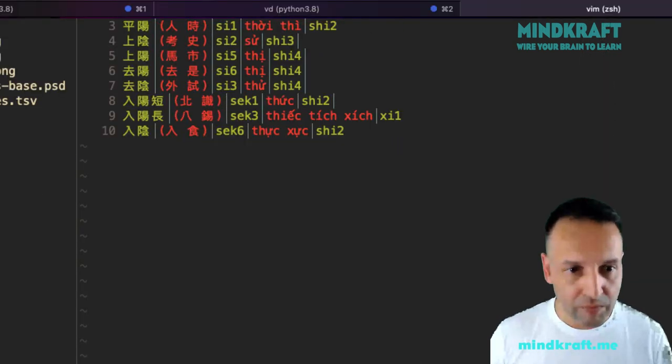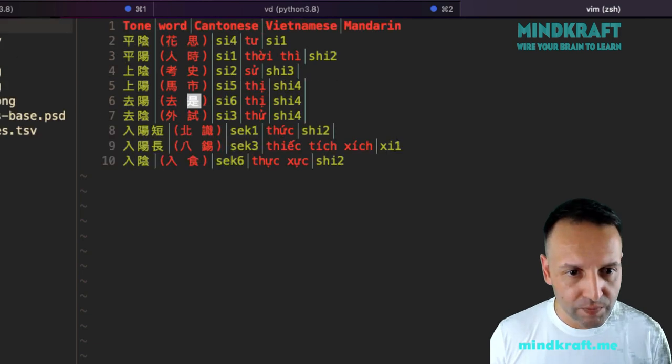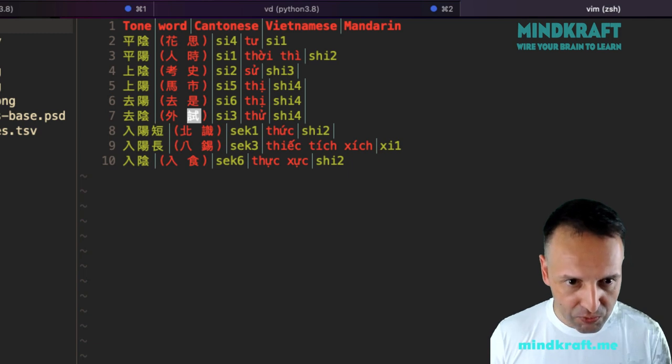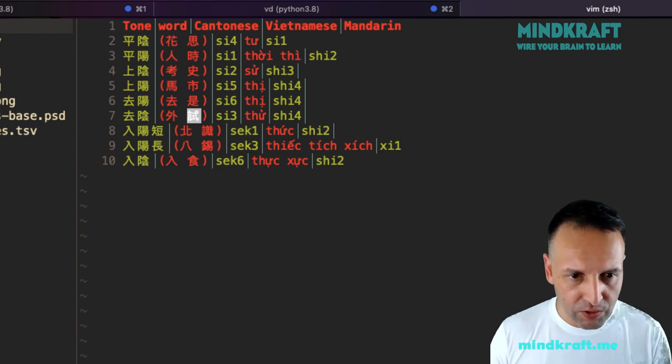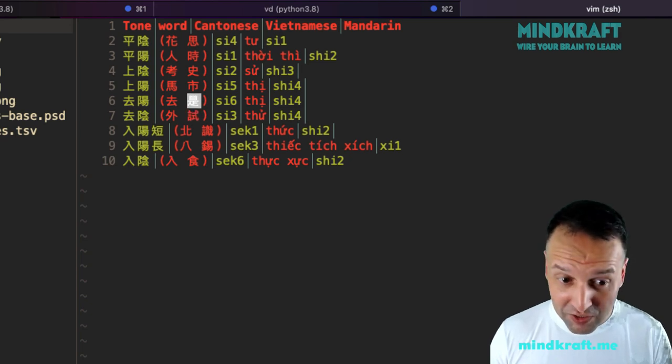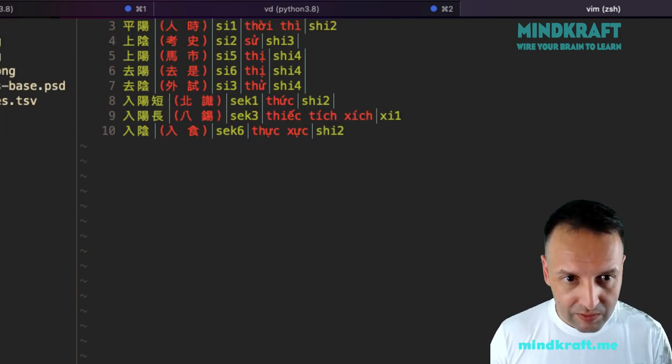Mandarin. Shi. Sh. Shi. Sh. Now this one, so Kao Sh to examine. Shi. Pronounce the same, but listen to the difference in Cantonese. See.